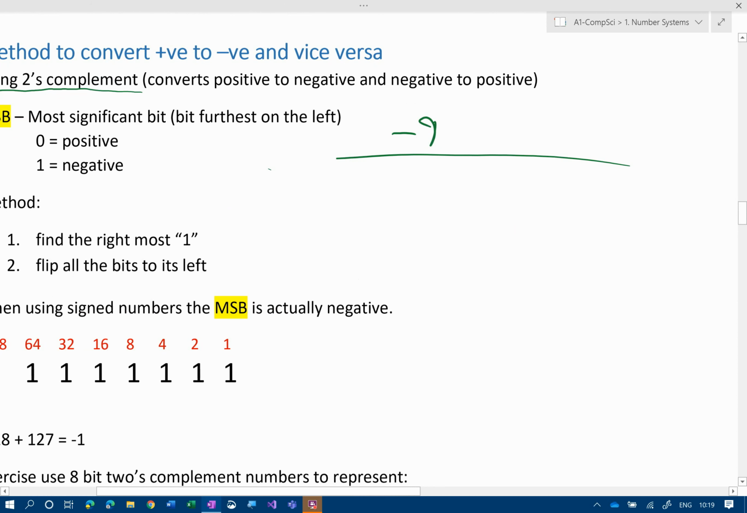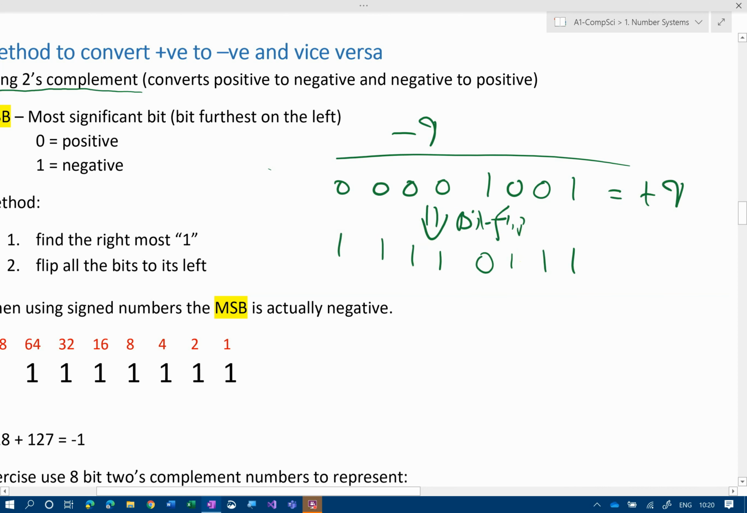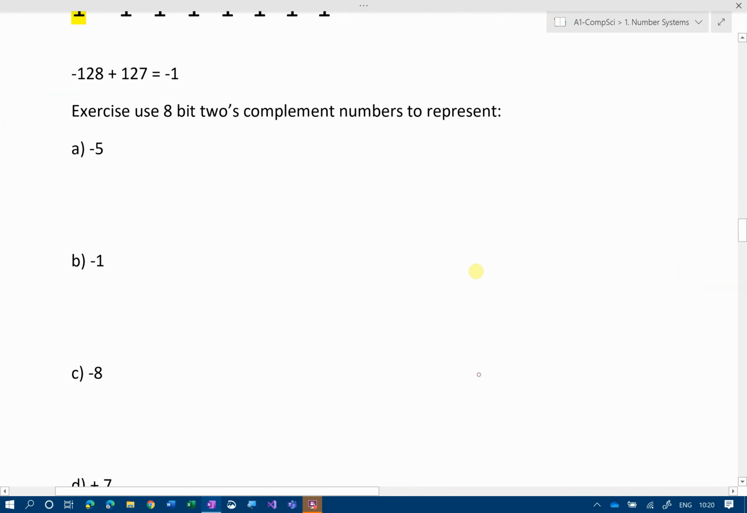All right. So what I would do first is do +9. So that is +9. Notice I'm using 8 bits. Just double check that's +9. And then all I do is bit flip it. So find the rightmost one, then bit flip everything else, so that all the zeros become 1s and all the 1s become 0s. So that is equal to -9. It's easy as that. Notice the most significant bits there are different, so we know straight away if it's positive or negative.